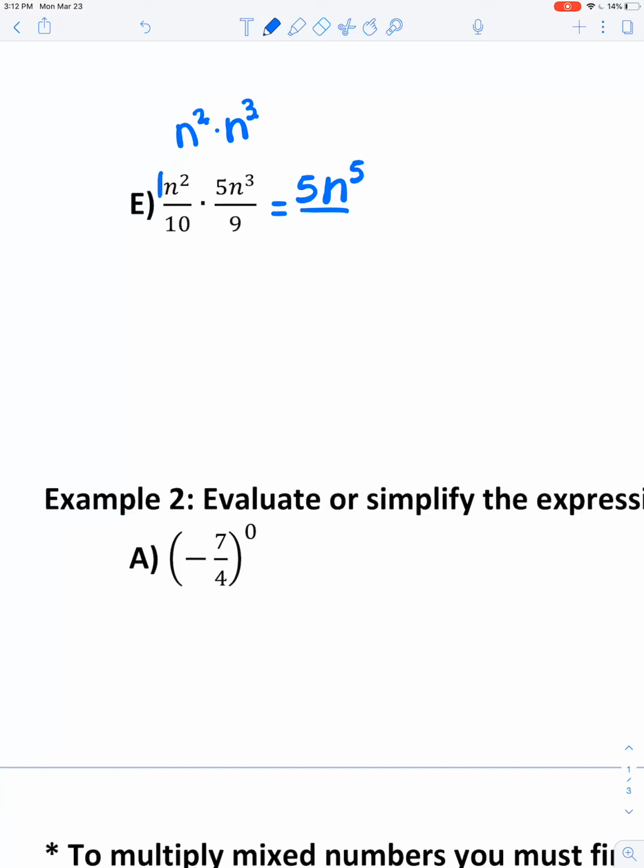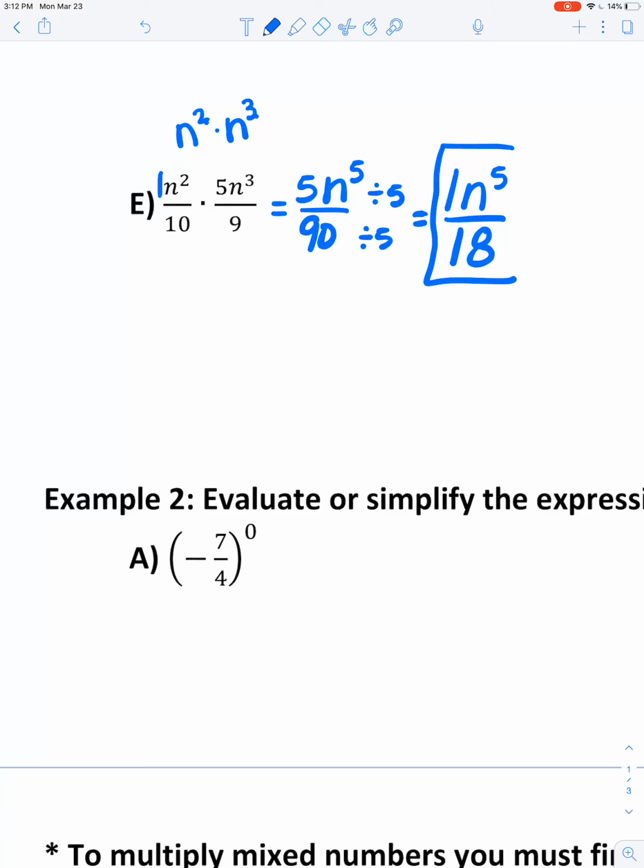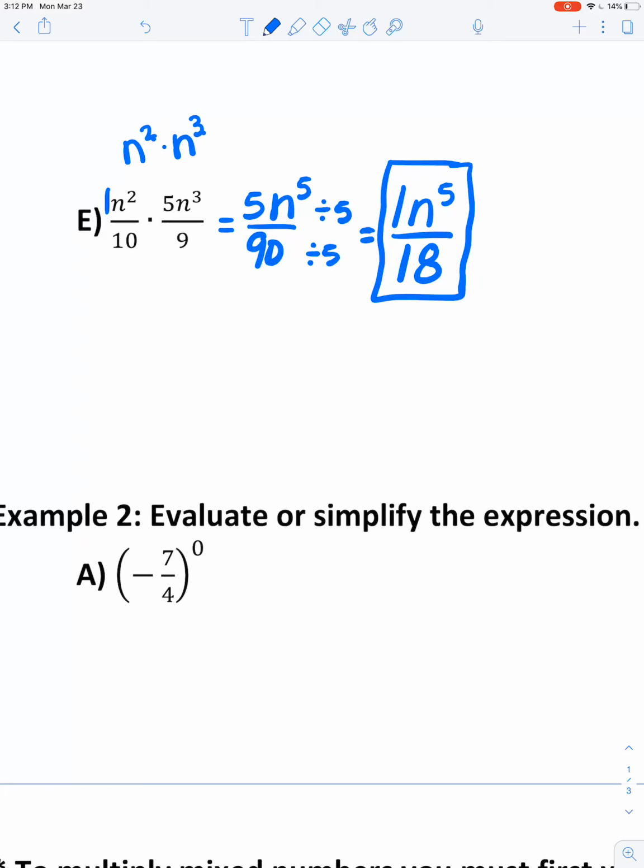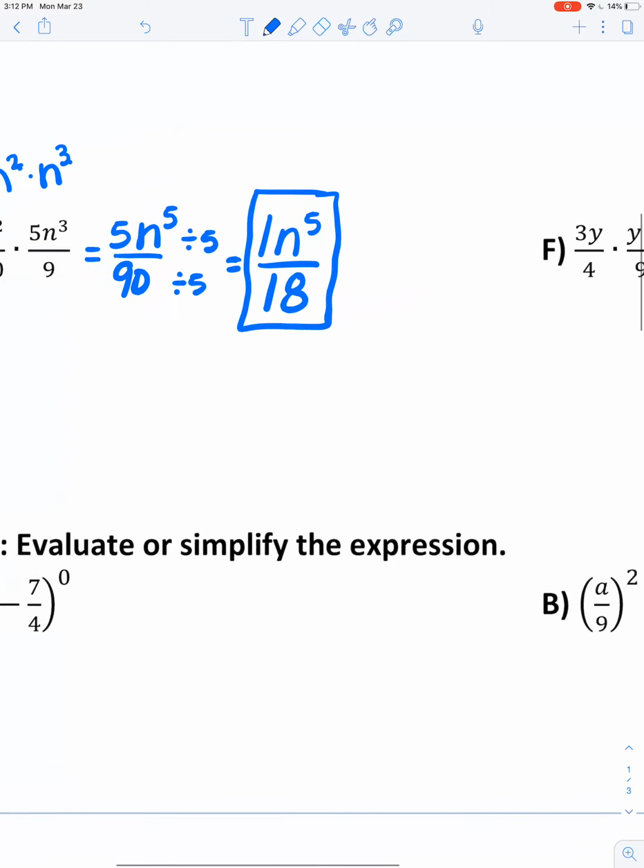Multiplying across, 10 times 9 is 90. And both 5 and 90 can be divided by 5. So if we were to do that, we would get 1 n to the 5th over 18. Feel free to use a calculator if you need it. I don't expect you to know 90 divided by 5 in your head. Just go ahead and use a calculator, that's fine.